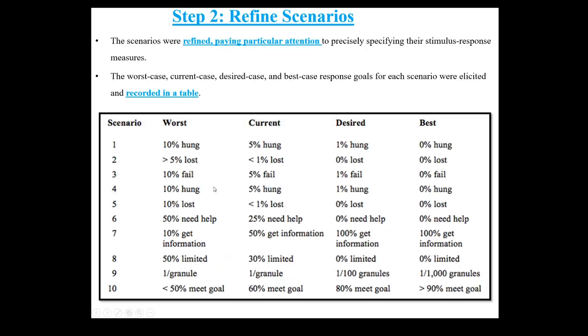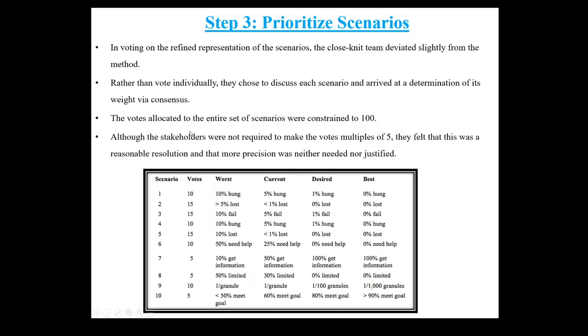In the previous step, we saw only the cases. Here in the prioritized scenarios, we have given votes for each scenario. For example, the first scenario gets 10 votes, the second scenario 15 votes, the third scenario 15 votes. Multiples of 5 have been given as the vote for each scenario.